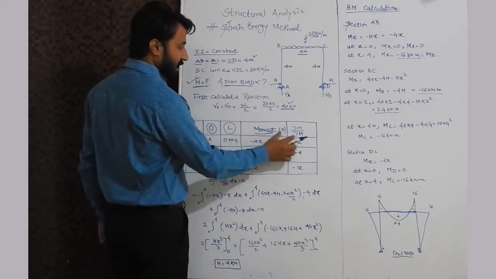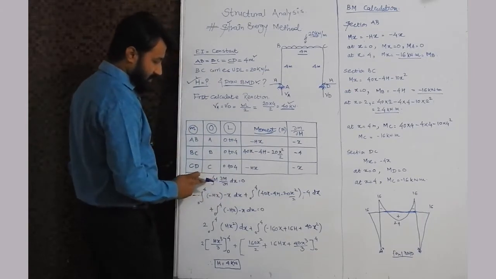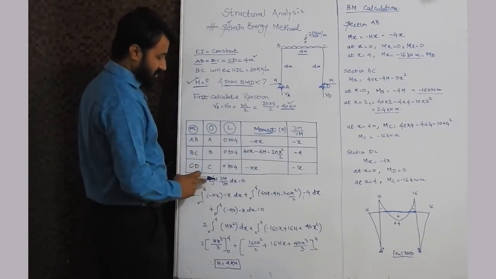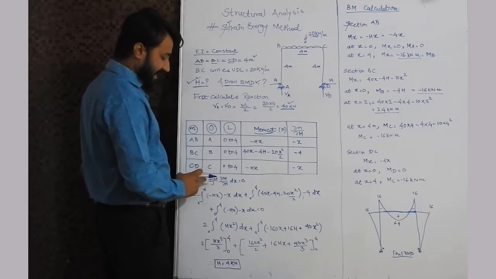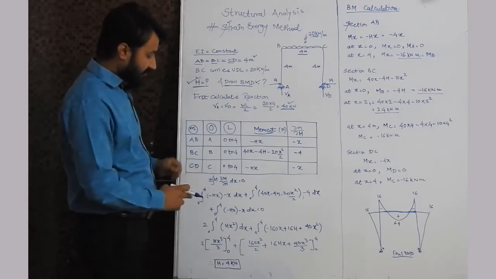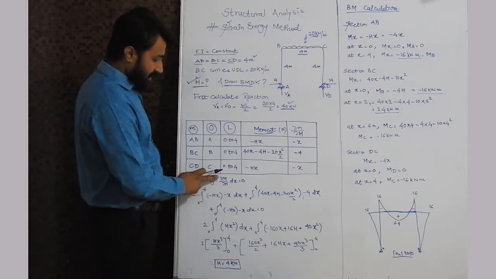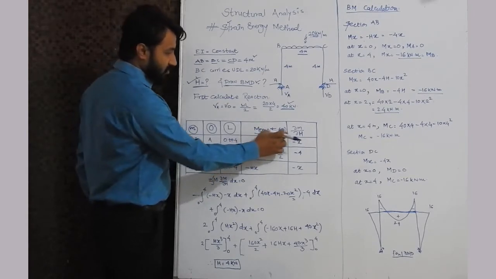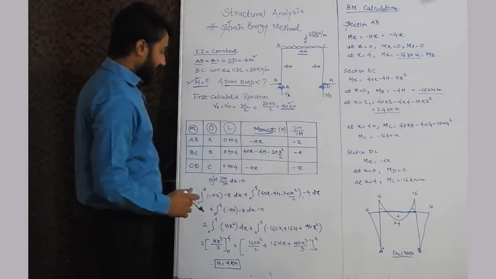Why are we calculating this M and del M by del H? To put those values into the given equation. This equation is given in the strain energy method; it is a derived equation. So in this equation we have to put these two values, M and del M by del H. Accordingly we will calculate.